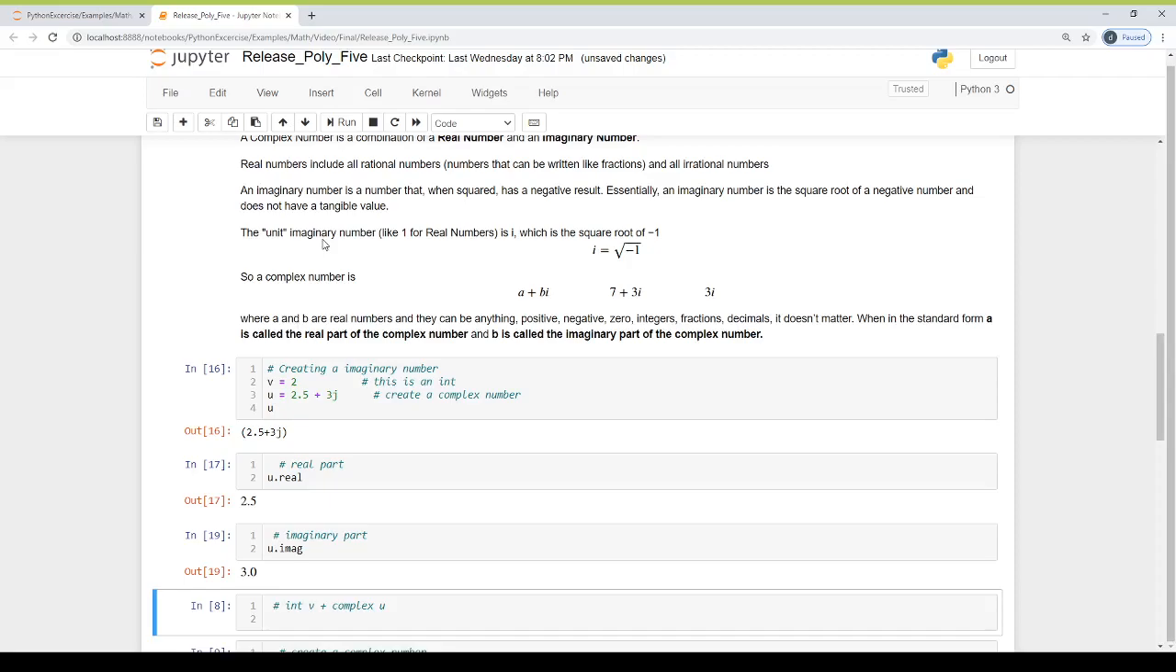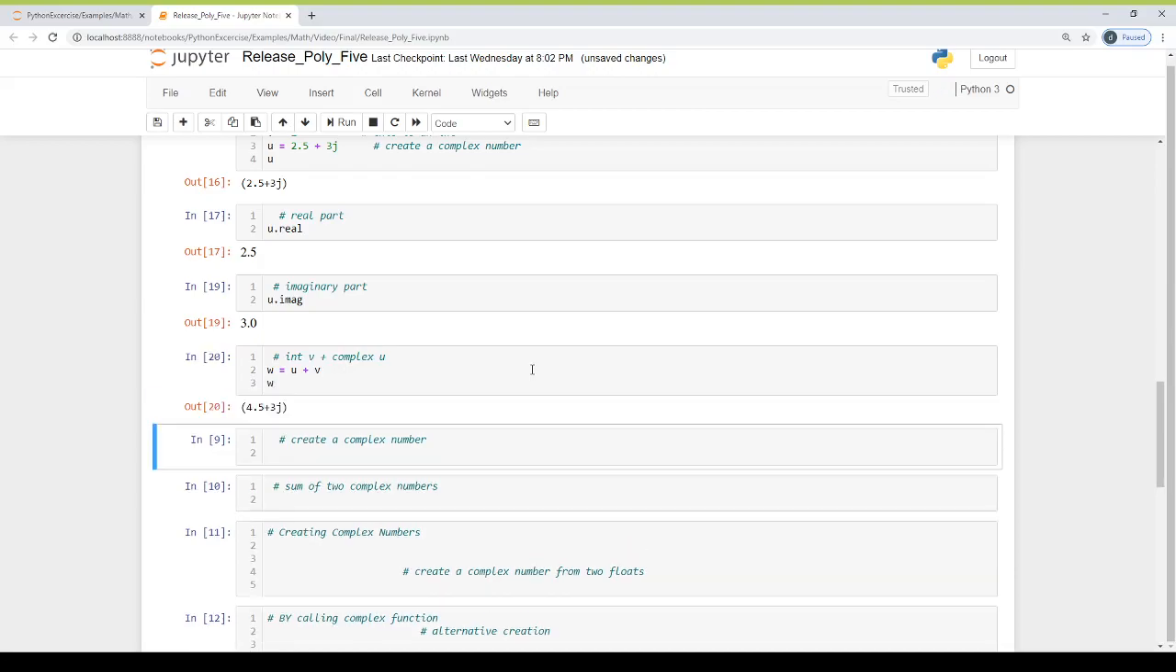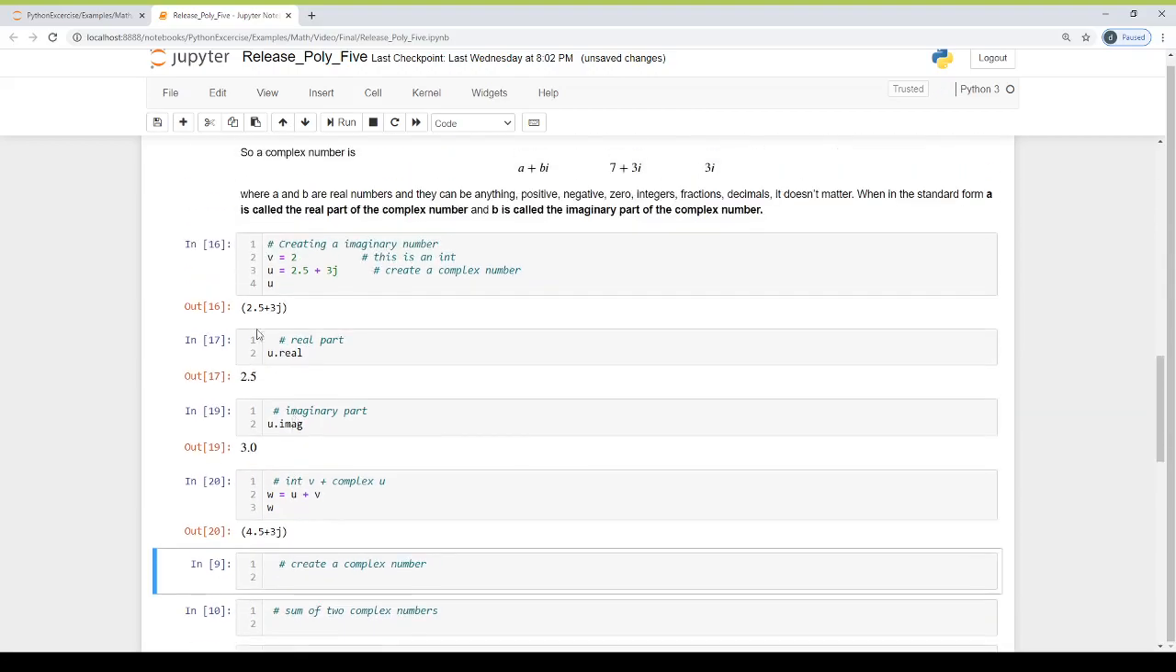Next, if you want to add an integer and a complex number, you can do it. For example, w is equal to u plus v, w, shift enter, 4.5 plus 3j. That is 2.5 plus 3j plus 2, that is 4.5 plus 3j. Here we have done integer plus complex number.